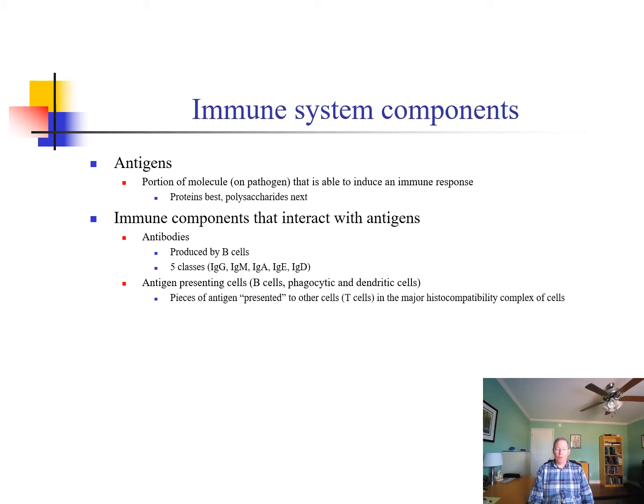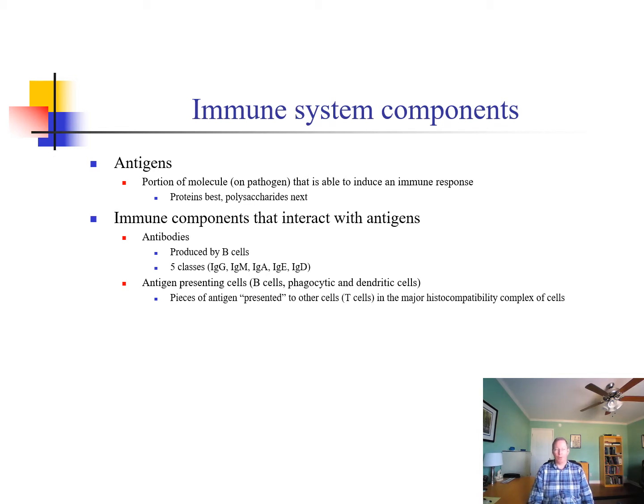There are also immune components that interact with those antigens. Those are things like antibodies, which are made by B cells. There are 5 different classes, which we'll talk about. And then also antigen-presenting cells, not only B cells, but phagocytic cells and dendritic cells that basically will phagocytose or consume a pathogen, chew it up into small pieces, and put that into what's called an MHC or major histocompatibility complex and present it to T cells.